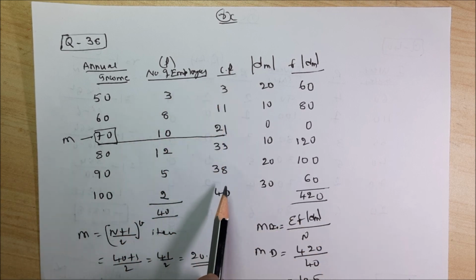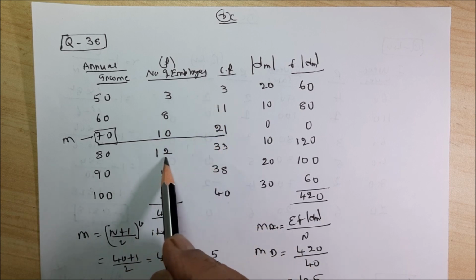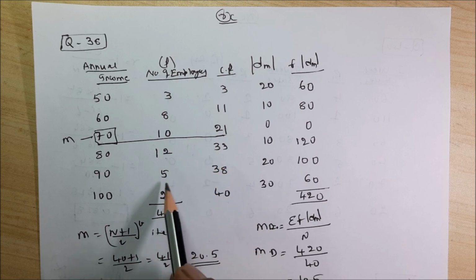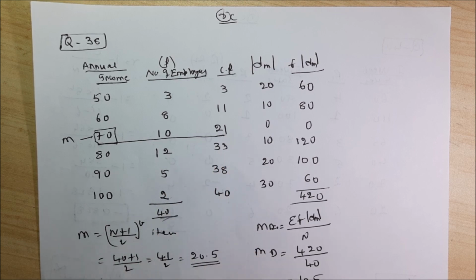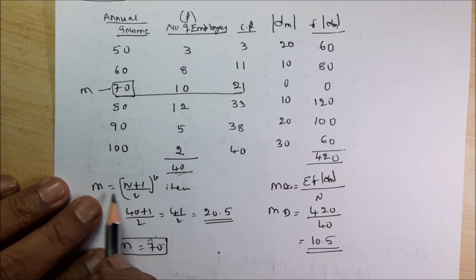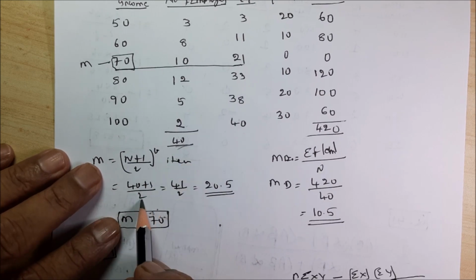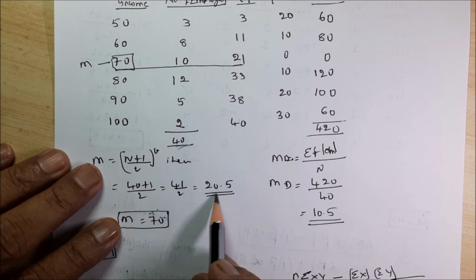Then cumulative frequency: 3, 3 plus 8 is 11, 11 plus 10 is 21, 21 plus 12 is 33, 33 plus 5 is 38, 38 plus 2 is 40. Total is 40, right? Then find the median: the (n plus 1) by 2th item, 40 plus 1 divided by 2, 41 divided by 2 is 20.5.